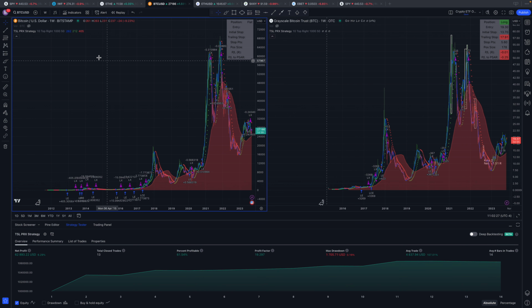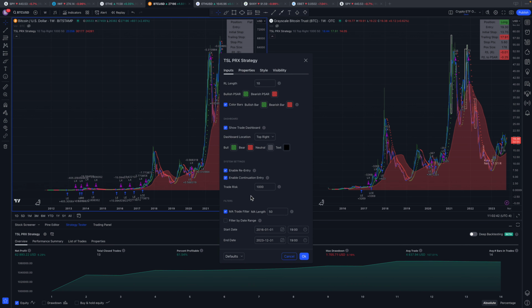So on the left, we have BTCUSD data from Bitstamp because we find that in TradingView, they generally have the most history. We've got our interval set to 1 week, our risk set at 1,000, and our moving average filter set to 50. That'll give us a little bit of a larger sample of data to look at than if we use the 200.